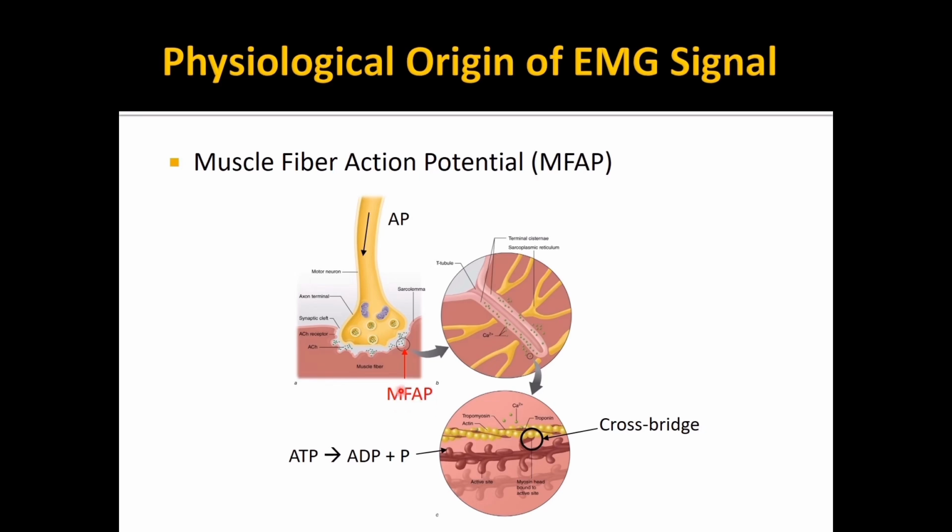This action potential then moves into the muscle fibers through the T-tubule. Once the action potential moves into the muscle fiber, it results in the release of calcium stored in the sarcoplasmic reticulum. The released calcium then binds with troponin, which moves the tropomyosin off the actin, and this results in cross bridges between the head of myosin and the actin.